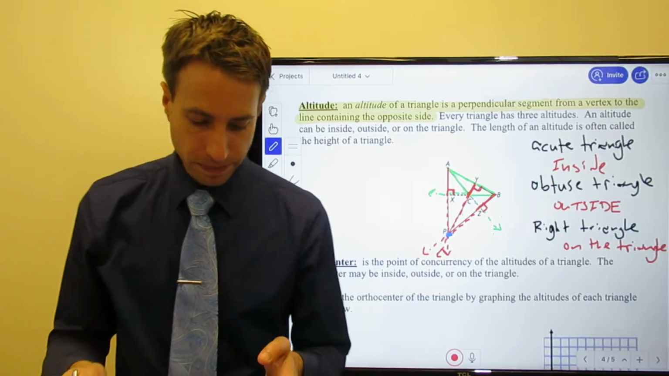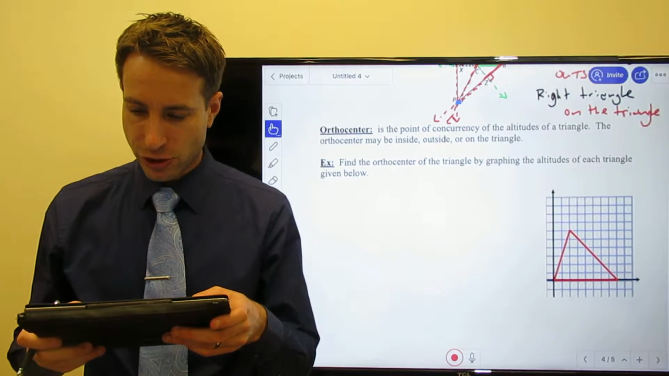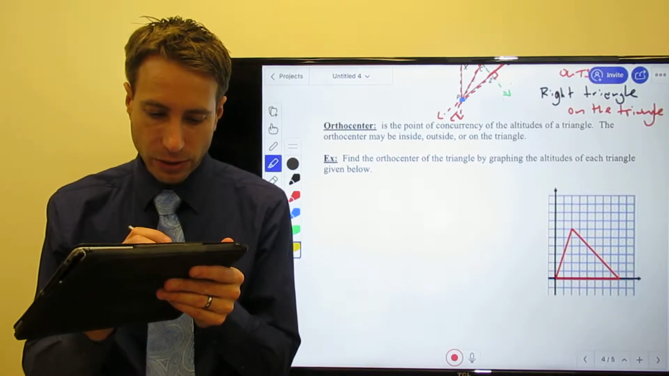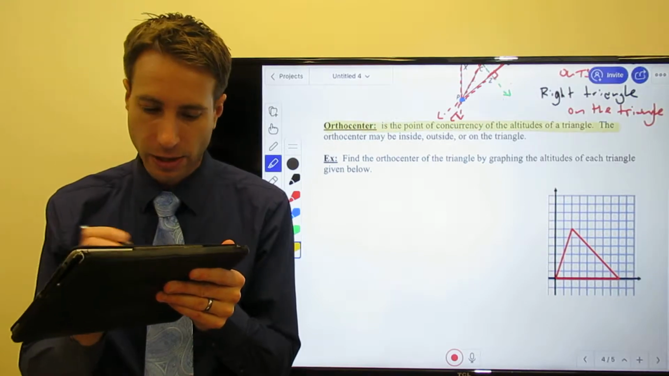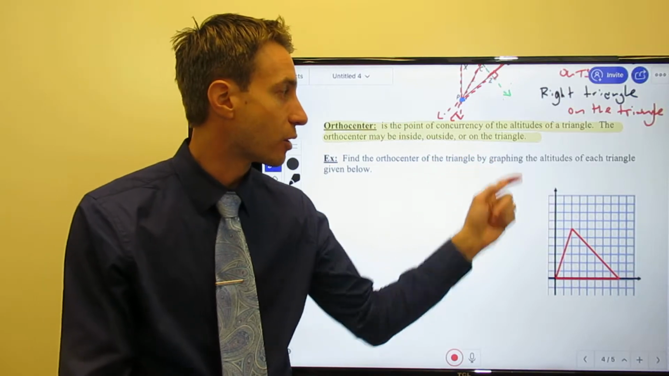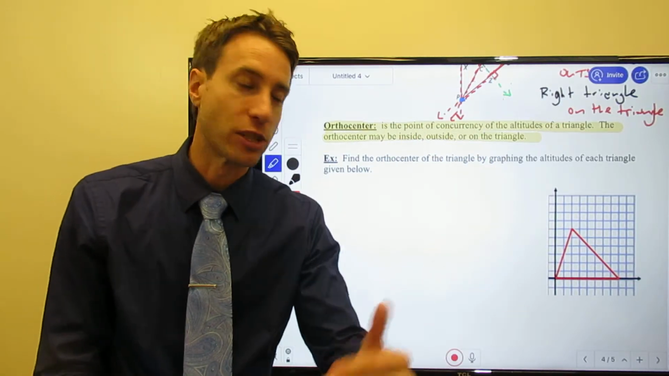All right, so here we go. That point of intersection for the altitudes, like we already mentioned, is what is known as the orthocenter. That is where the altitudes intersect, the point of concurrency for the altitudes. And again, it could be inside, outside, or on the triangle. And we talked about when it will be which.